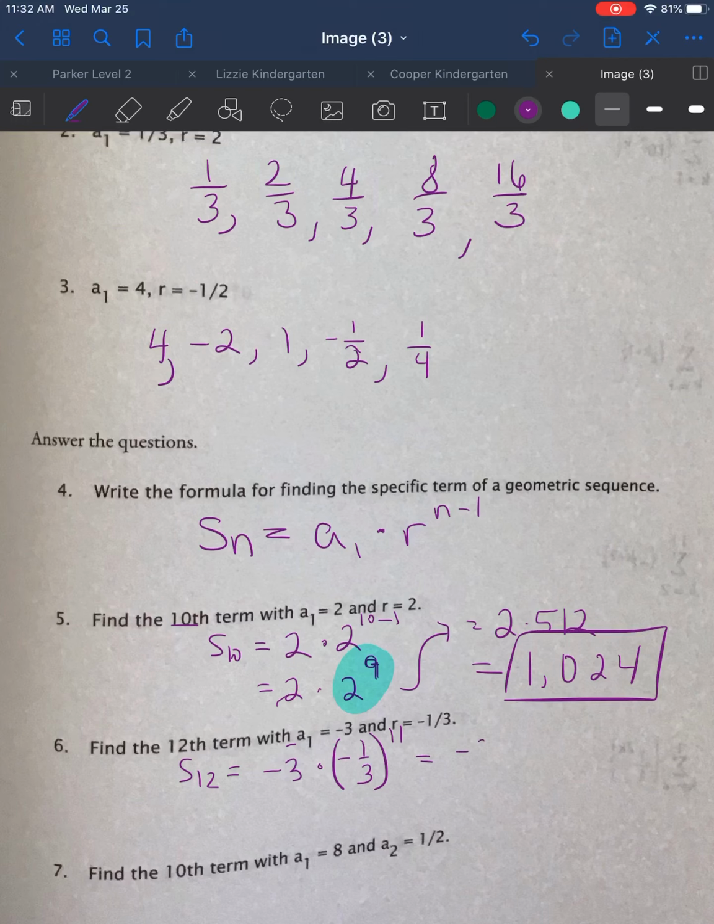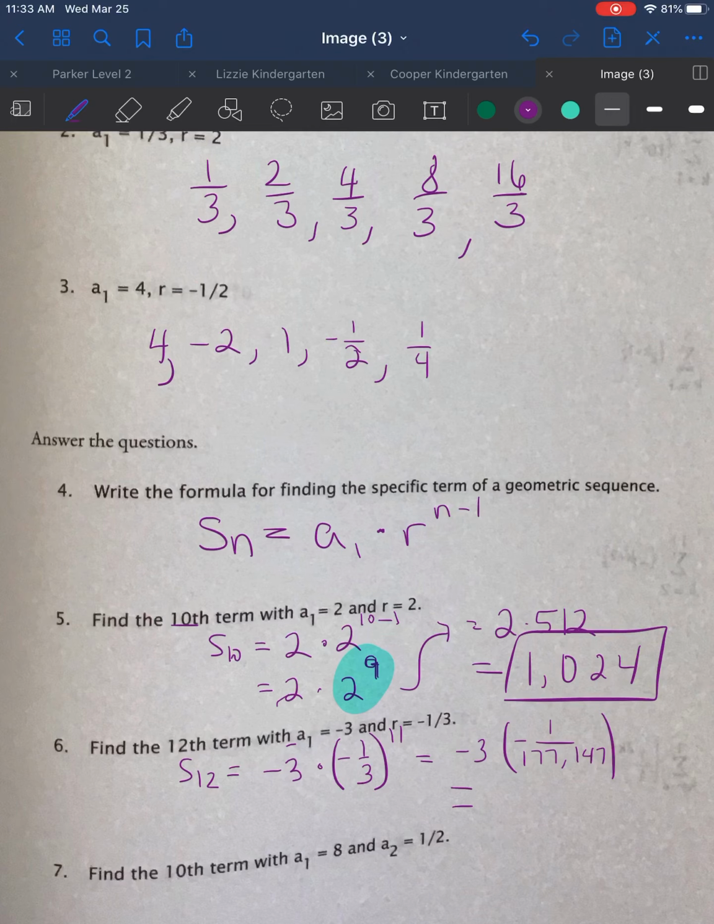So we still have our negative 3 out front. We've got negative, since it's an odd power, it's going to stay negative. 1 over 3 to the 11th power is 177,147. Okay, we have two negatives multiplied by one another. We know our answer is going to now be positive.